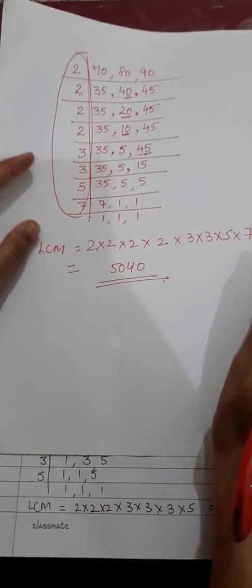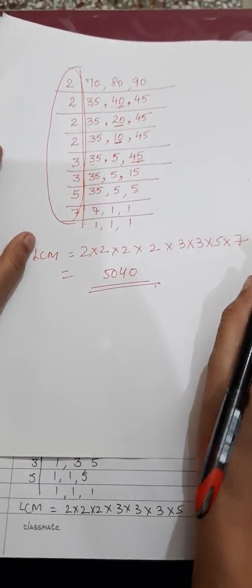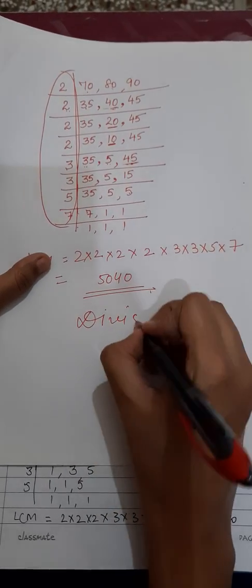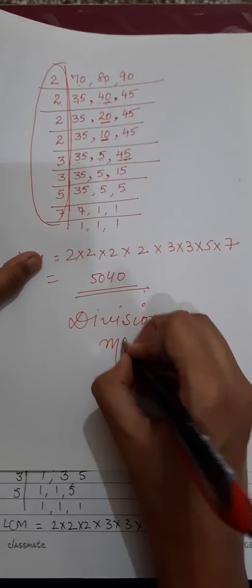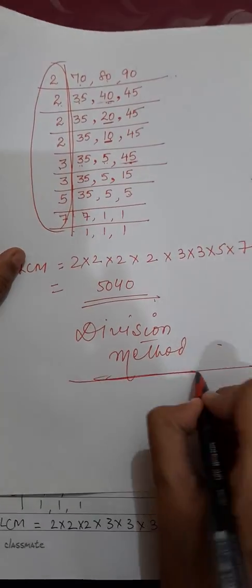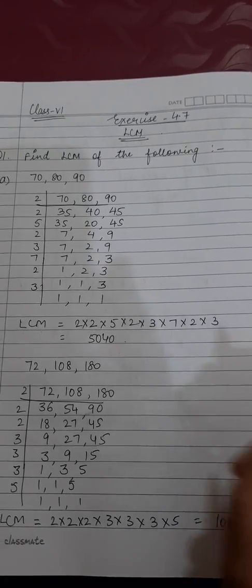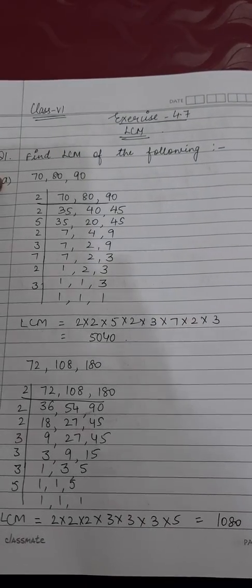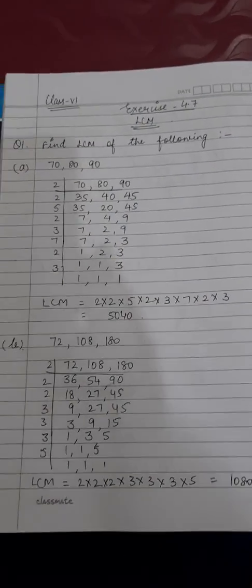This is the method of finding the LCM by the division method. Division method means all the numbers we have taken together. This is the division method. Right? So this is your A part. Now B part.